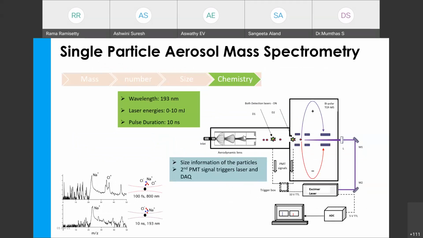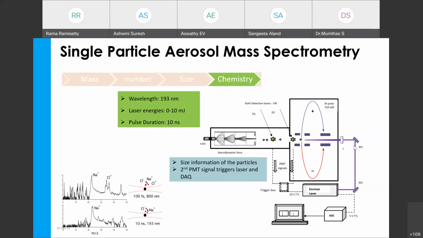So in this, we have an aerodynamic lens which will focus the particles from the inlet, and those particles will be very streamlined, so that we make sure there is one particle at a time. There are two laser diodes, which is very similar to the time of flight method. Whenever a particle crosses this laser, there will be a signal, so we will get two signals. And when the particle crosses the second one, it will trigger the big laser.